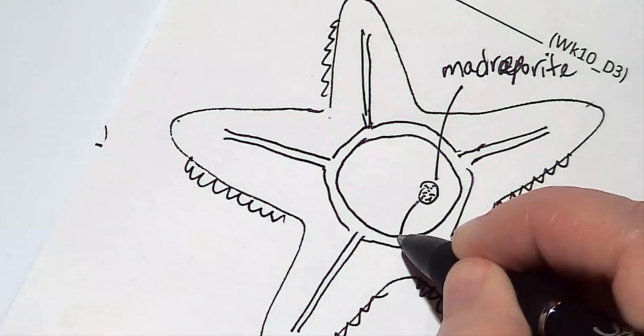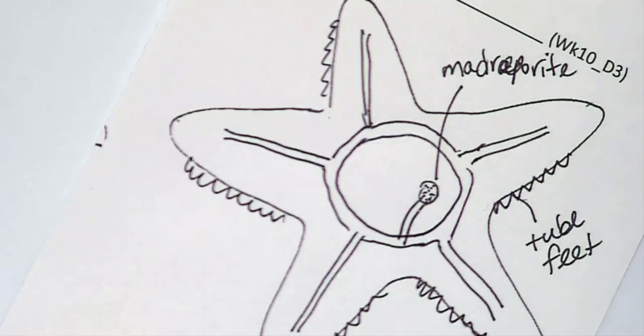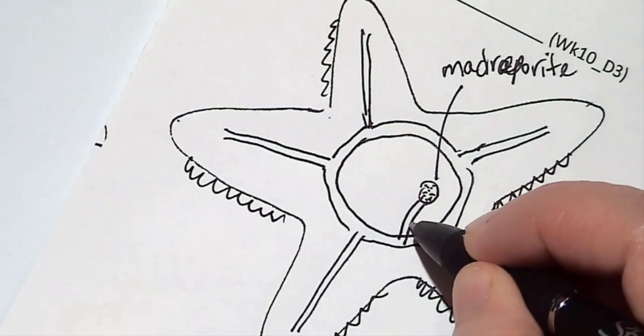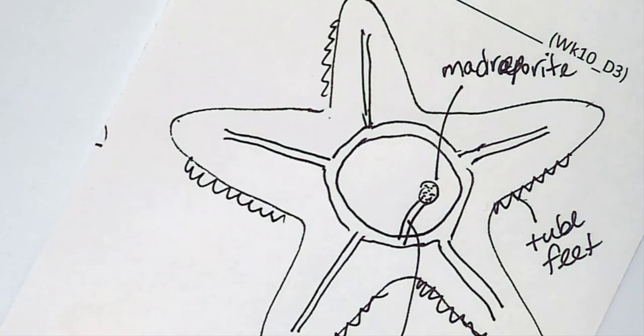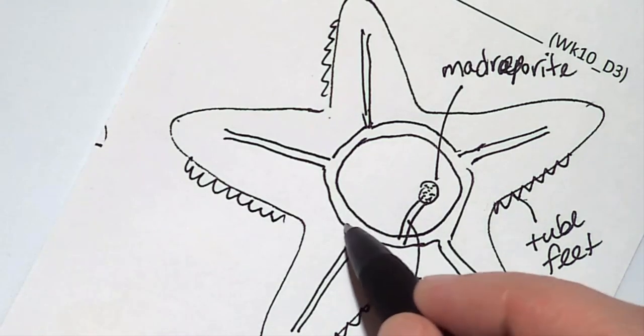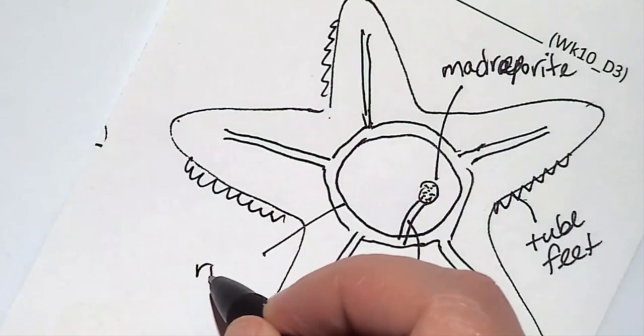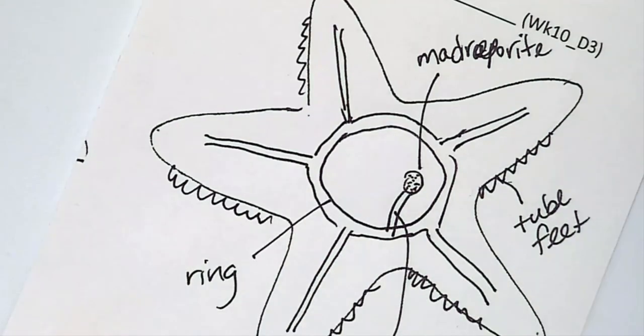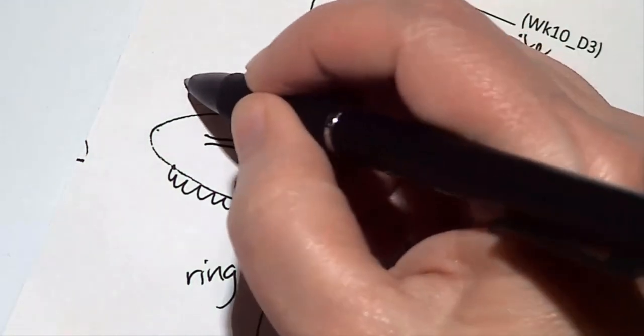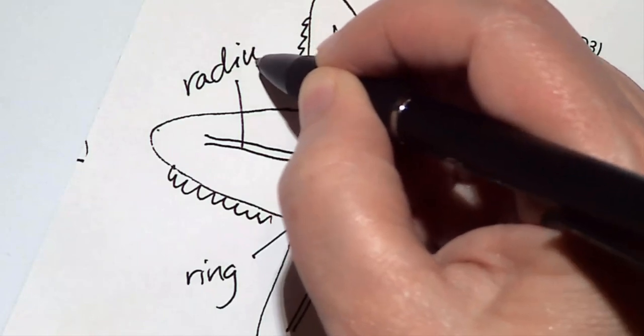Okay, good. All right, now we're going to start labeling. So we've got our stone canal. We know this is called the ring because that totally makes sense. And then what do these look like? Like radii, right? Like the radius. The only radius I know is in my arm. Radial.